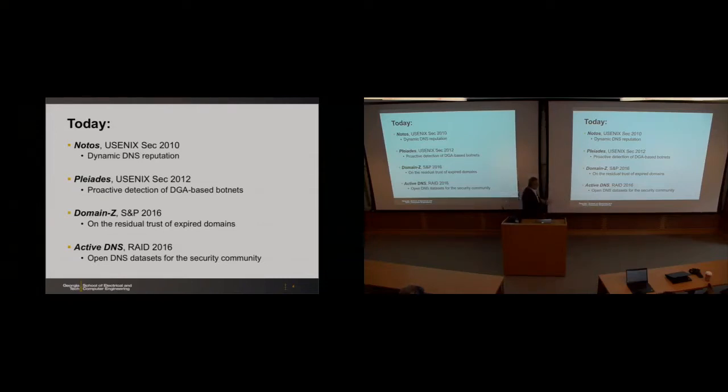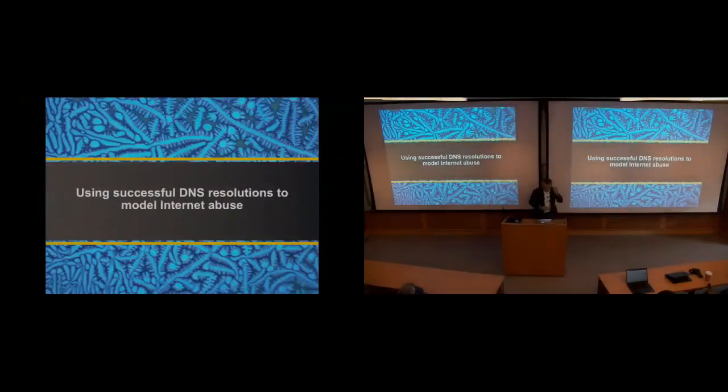Last, I will briefly touch upon this active DNS concept that we presented recently in RAID. That is a system that we built at Georgia Tech in order to give to the rest of the academic community DNS data that you can use in order to conduct research, repeatable research, in the context of DNS security. So these are free data if you want to work in this space that you can utilize. But let's start with the first two papers, Notos and Pleiades.